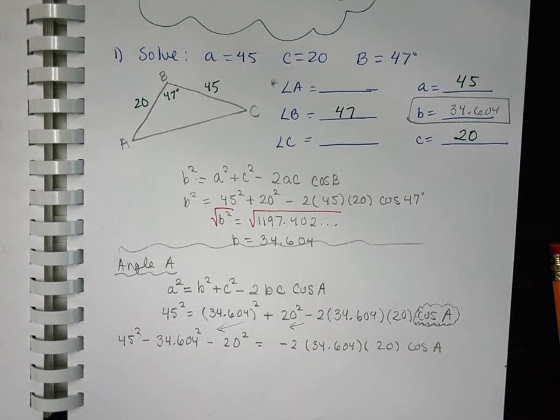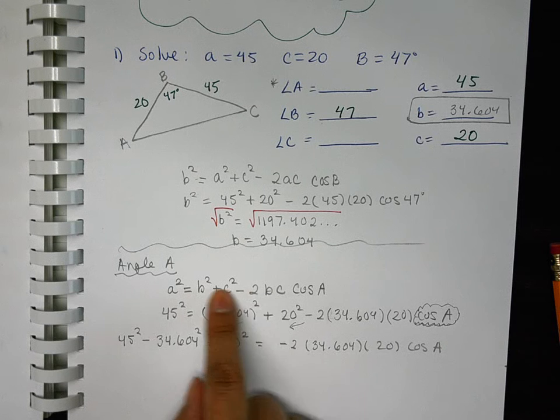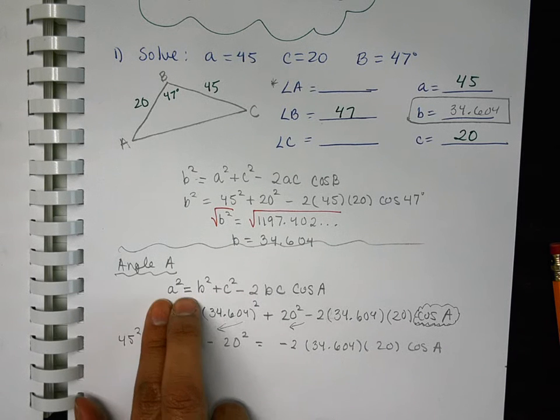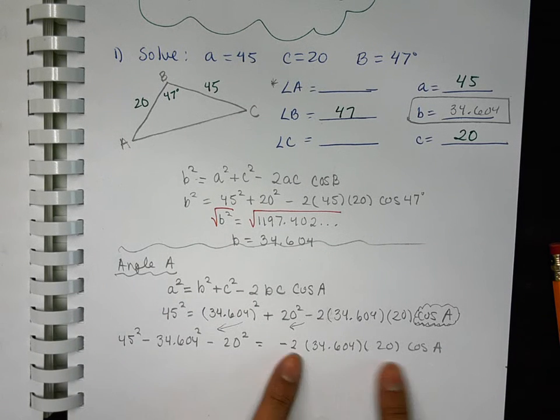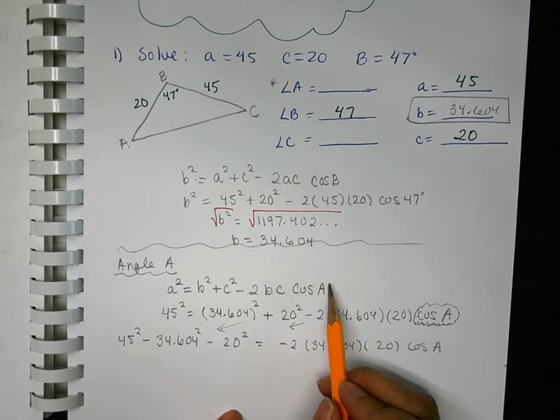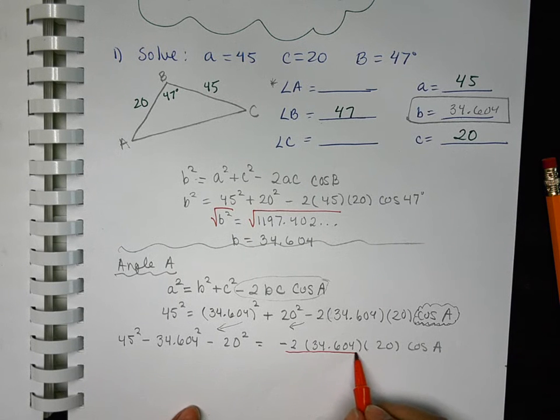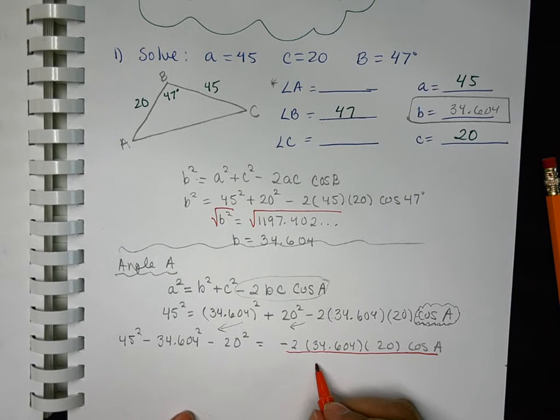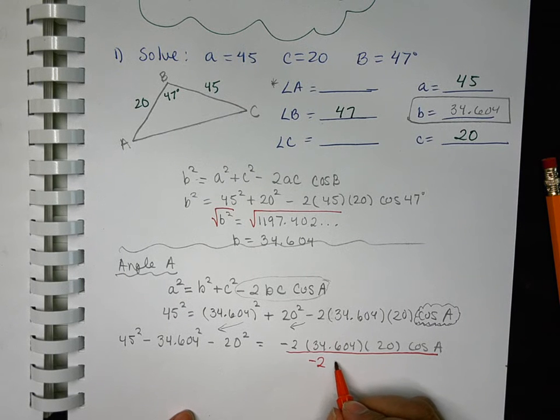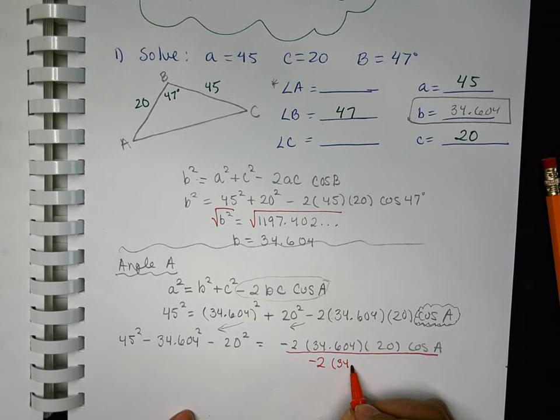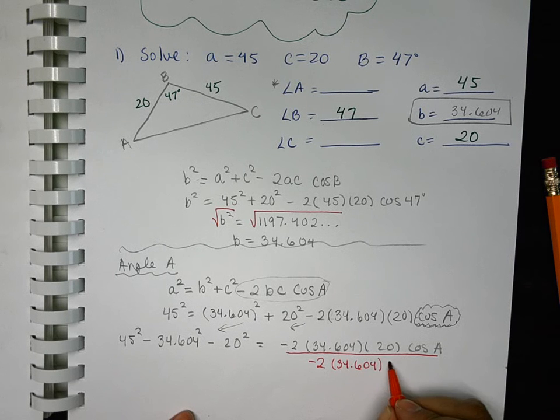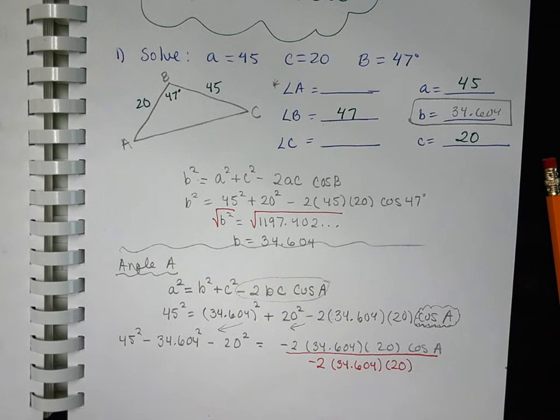All right, so picturing up here, after we've taken the B squared and C squared over, I'm left with this piece right here. What would I do to get cosine A by itself? Subtract, add, or divide? Divide. And what would we divide by? 2 or negative 2? Negative 2 times 34.604 times 20. Now I know some of you are like, oh, there's no way I'm going to remember this.